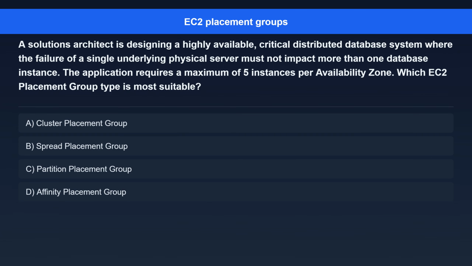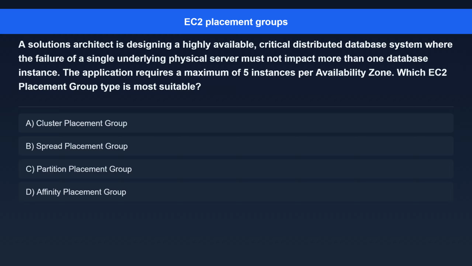Question 5. A solutions architect is designing a highly available, critical distributed database system where the failure of a single underlying physical server must not impact more than one database instance. The application requires a maximum of 5 instances per availability zone. Which EC2 placement group type is most suitable?